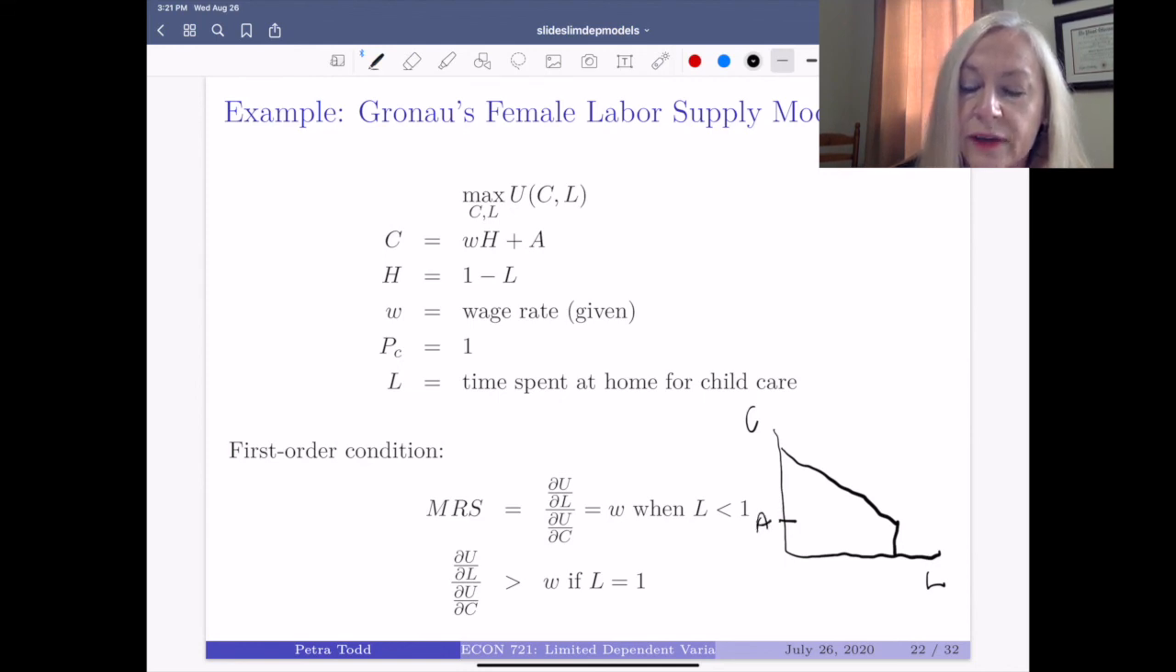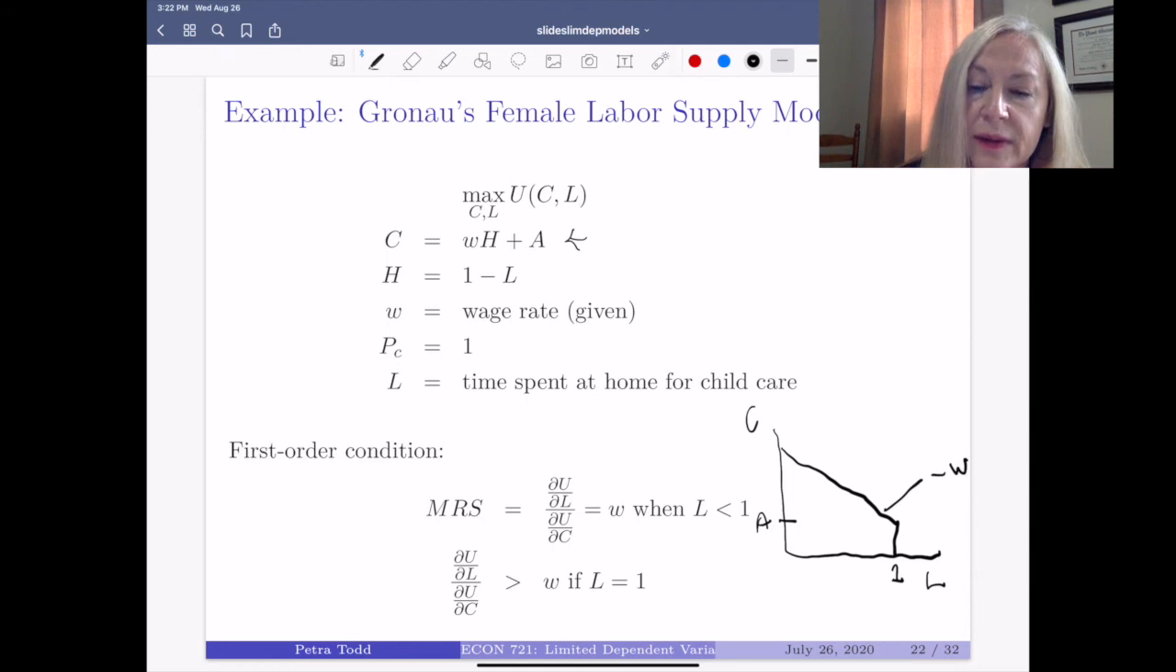And leisure 1 is maximum leisure. So that would be if you took all leisure and didn't work at all. Then your consumption would be A. Okay, and the slope of this line, this is your budget set. The slope is minus your wage. W is your wage rate.